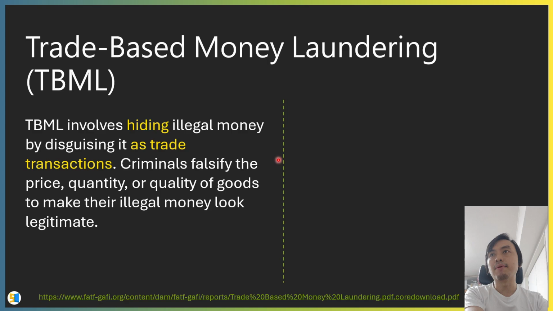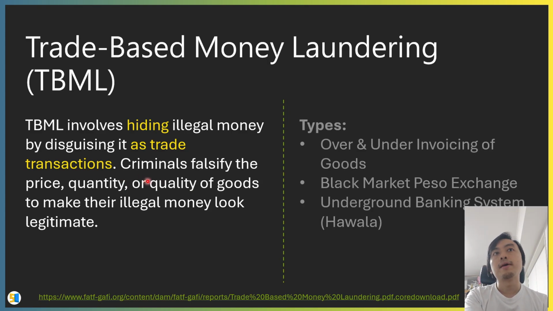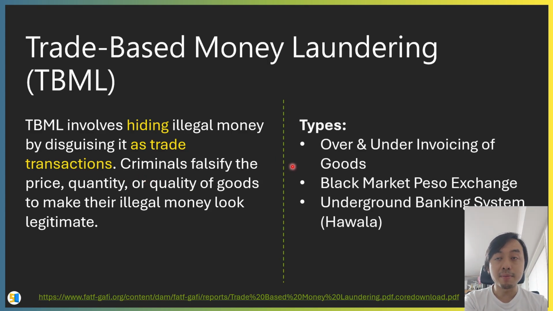Trade-based money laundering, TBML, right? TBML involves hiding illegal money by disguising it as trade transactions. Criminals falsify the price, quantity, or quality of goods to make their illegal money look legitimate. So they hide the money in trade transactions. We are going to see three types of TBML. One is over and under invoicing of goods. Two, black market peso exchange. And the last one is underground banking systems or Hawala. There are other types, but we are going to check these three, okay?